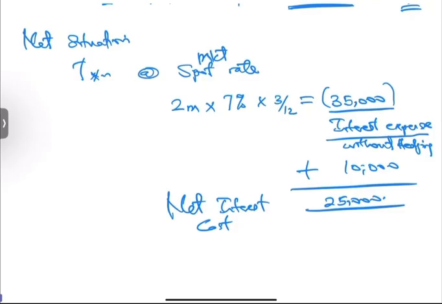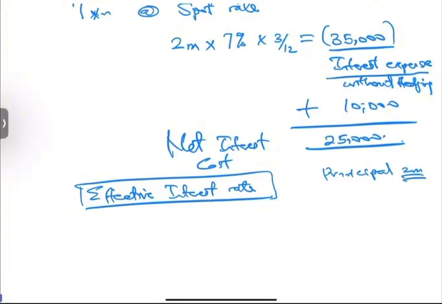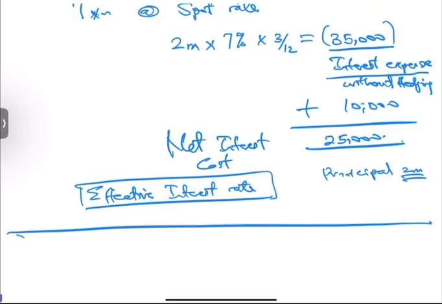And if you want to convert this to a rate, what is that rate? Your net interest cost is 25,000, your principal is 2 million. Exactly 5%. That should be pretty straightforward. So effective interest is 5%, because that is just saying 25 over 2 million is your rate.